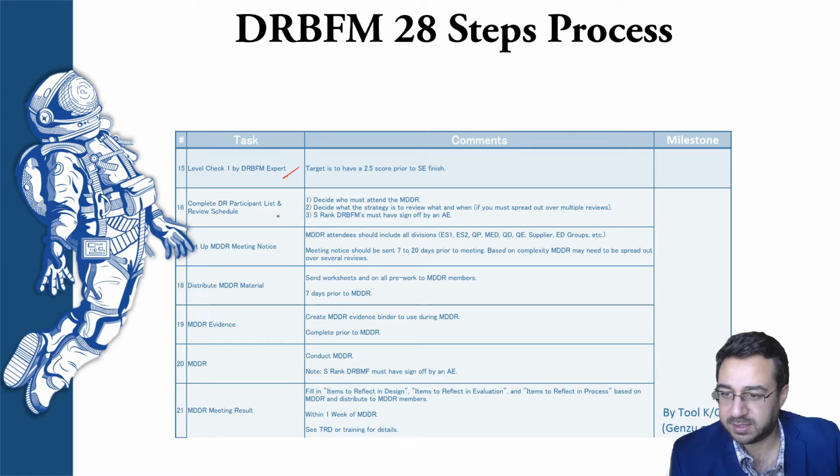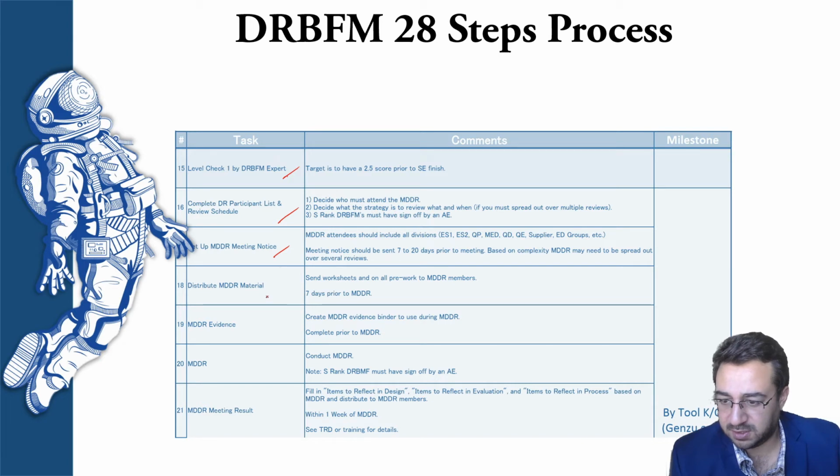Then you complete the design review participant list and review the schedule. Then you set up the multi-division design review meeting. You give it to the team members needed to attend that meeting. In this meeting you will have more suppliers and more experts, maybe outside your department or outside your company even, so that you can have as many inputs as possible on perfecting your DRBFM worksheet.